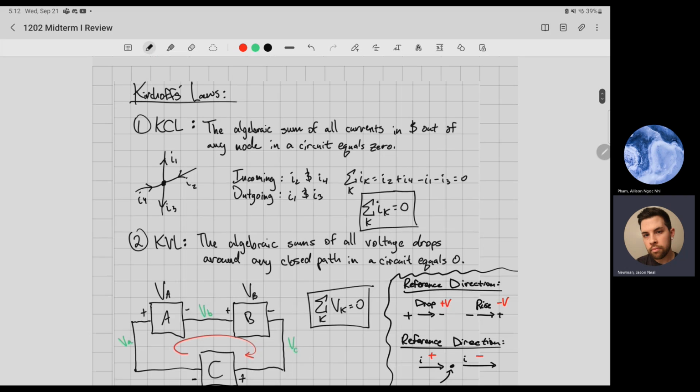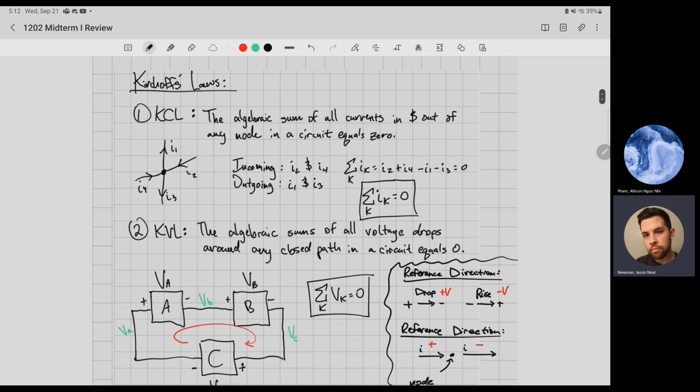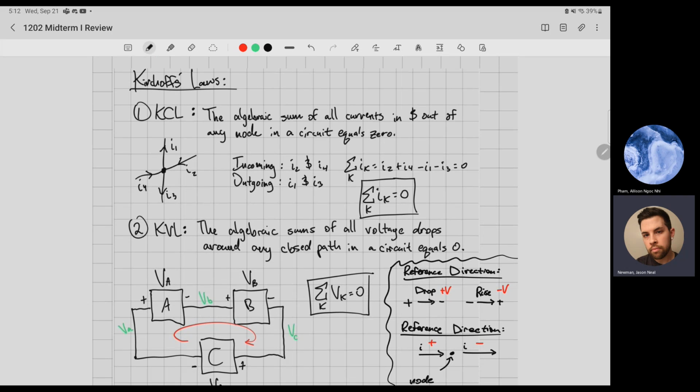So let's move on to Kirchhoff's law. Kirchhoff's law is pretty self-explanatory. Imagine you have a node right here, and you have multiple currents coming into that node and leaving that node. It's the algebraic sum of all the currents coming into that node and out of the node. That has to equal 0. It's conservation of energy, basically.